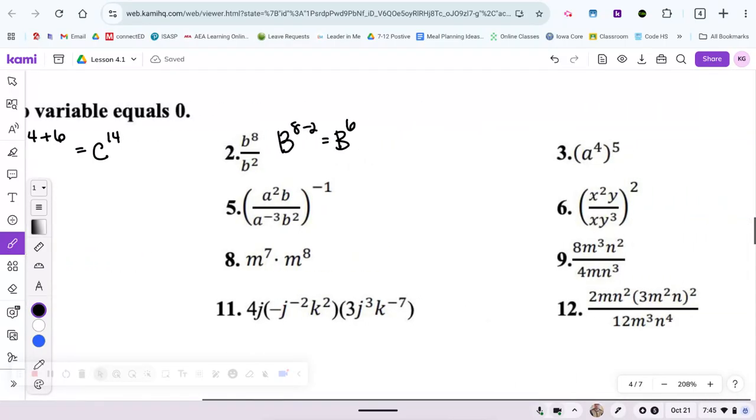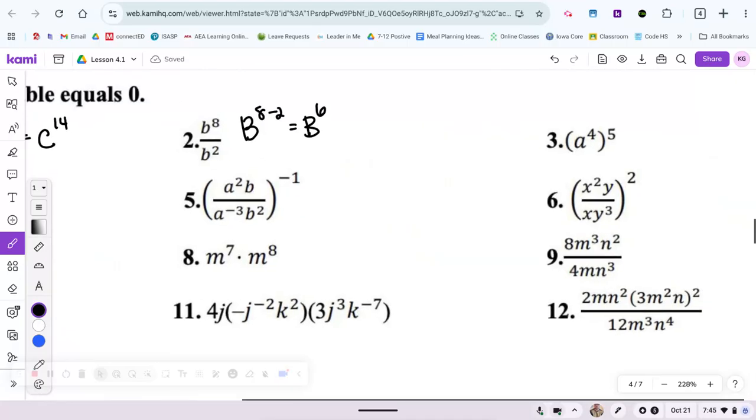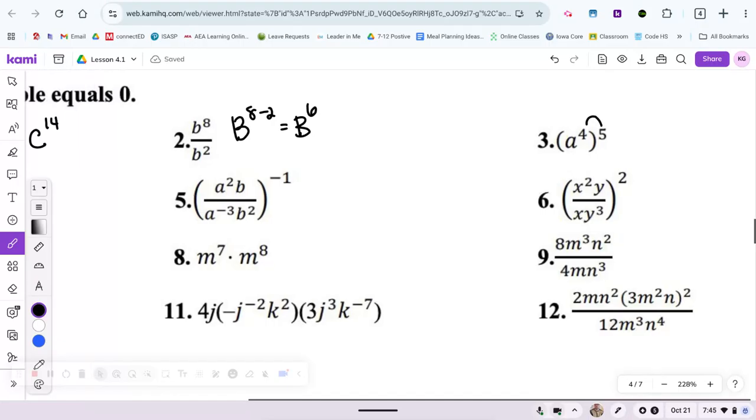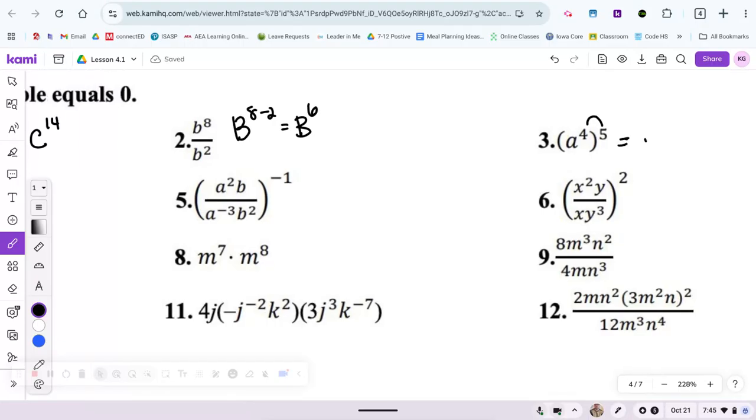Number 3 is a product of powers, and so I'm going to be distributing this a to the 4th to the 5th, and so it would become a to the 20th.